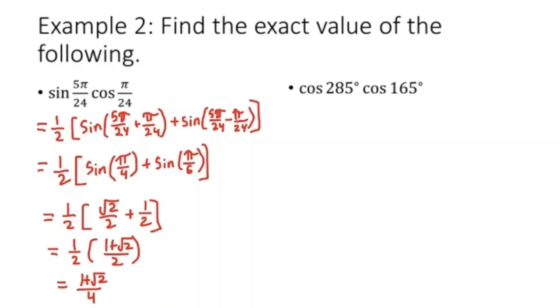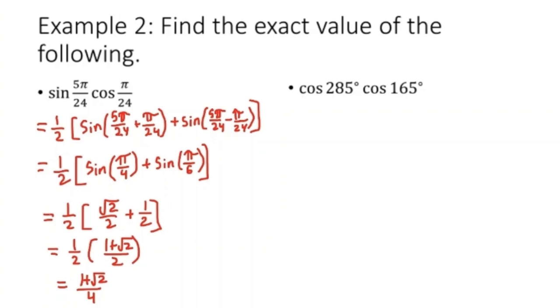So sine 5 pi over 24 times cosine pi over 24 equals (1 plus √2) over 4. Next, we're going to find the exact value of cosine 285 degrees times cosine 165 degrees. Just like in the previous example, 285 and 165 do not appear on the unit circle. So we'll try to use the product to sum to see if we can find the exact value.